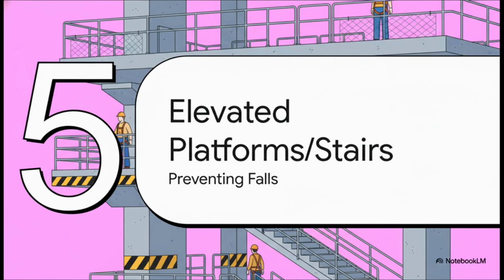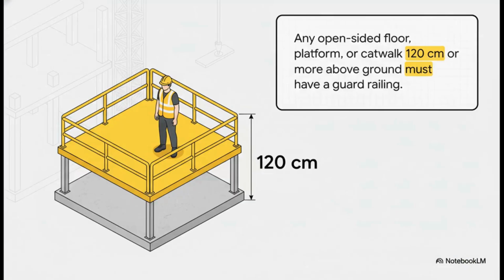Okay, let's keep building on this. Now we're going to move up and look at how to protect people on open-sided floors, platforms, and the stairs that get them there. The main ideas are the same, but the way we apply them is a little different. And there it is again, 120 centimeters. See? The rule is consistent.